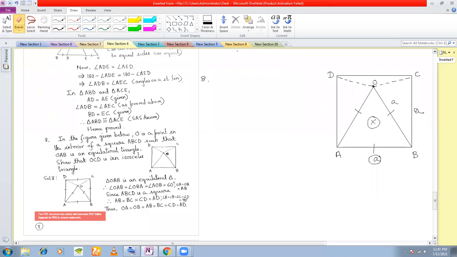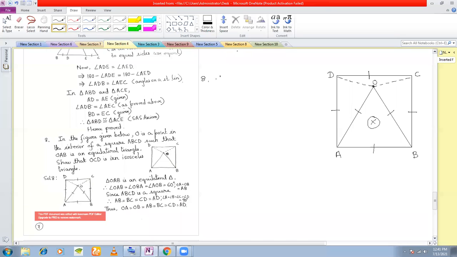I can say that all these lengths, all these 5 straight lines are equal in length. Or is it 6? Yes, there are 6 lines. All these 6 lines are equal in length, right? So let's write this down first.